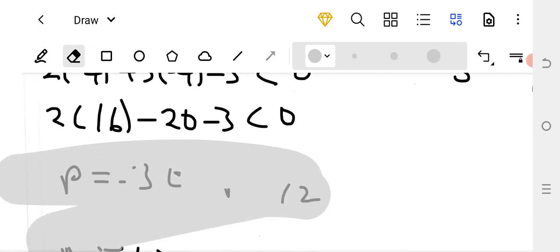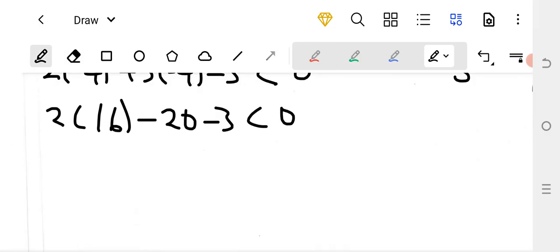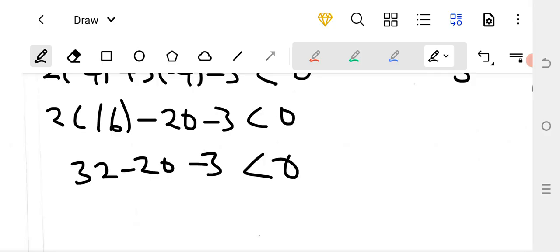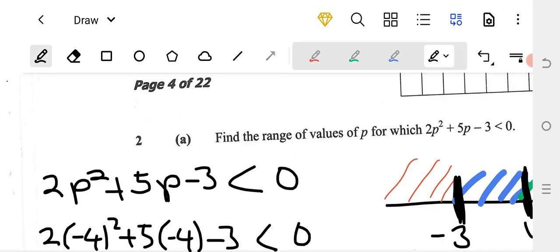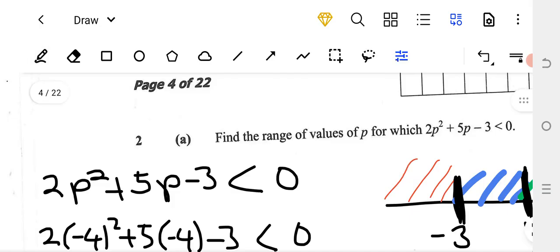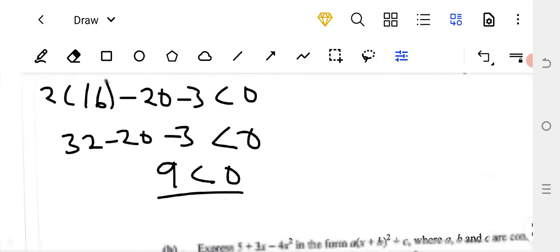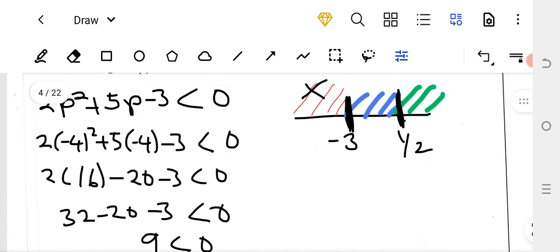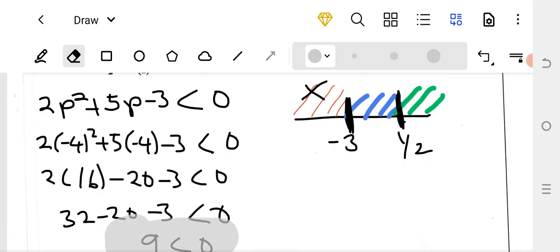If you clean up nicely here, you are going to have 32 minus 20 minus 3 is less than 0. 32 minus 20 is 12. 12 minus 3 is 9. 9 is less than 0. Is this inequality correct? No. So it means this region is not the wanted region, because we wanted an answer that satisfies the inequality, but 9 is not less than 0. All the values that you would plug in would give you a positive answer, and a positive answer is not less than 0. Then you would just clean up like that.